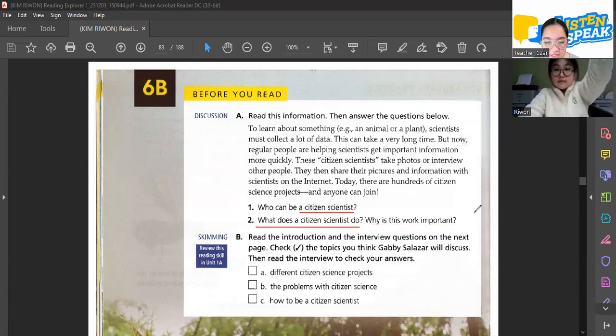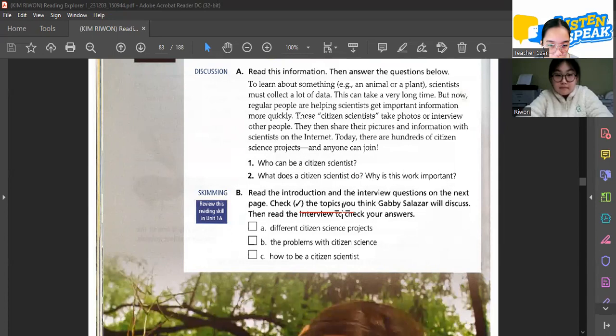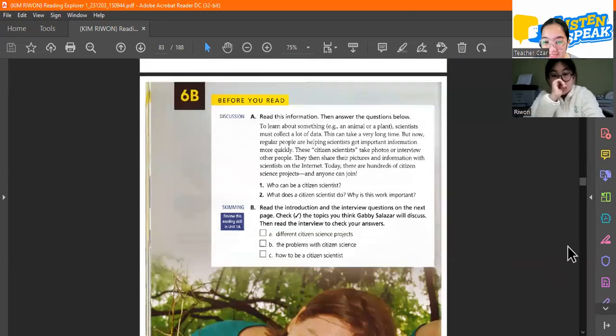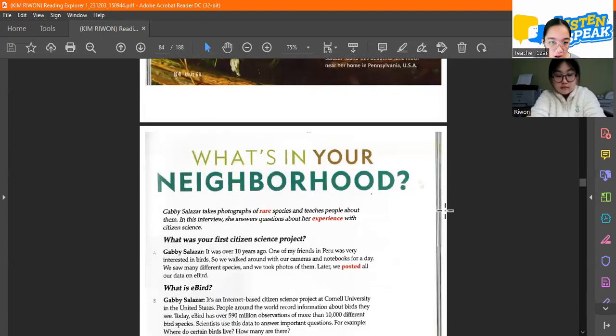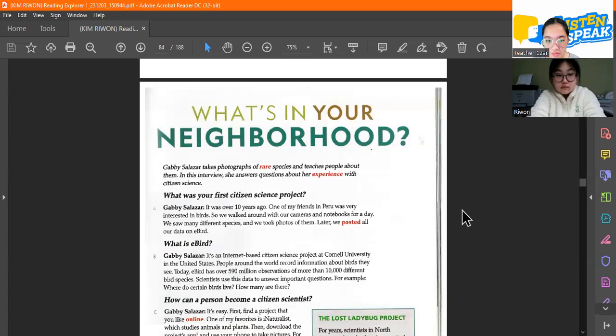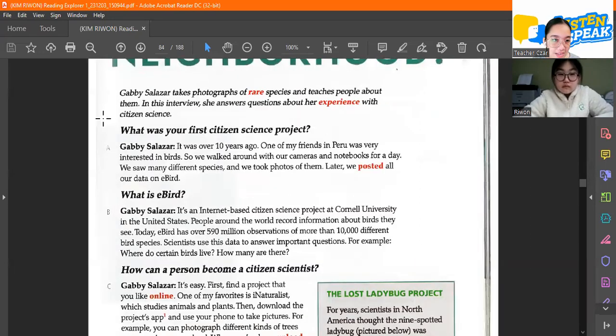Very good. So now we will be having the skimming. So here in skimming, we need to read the introduction and interview. Oh, we can't interview, so now we are going to skip that one. So we will be having this one now. What's in your neighborhood? Here, Gabby Salazar takes photographs of rare species and teaches people about them. In this interview, she answers questions about her experience with citizen science.